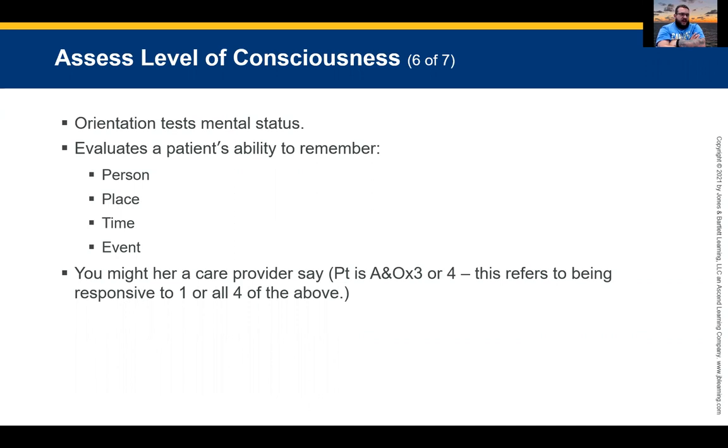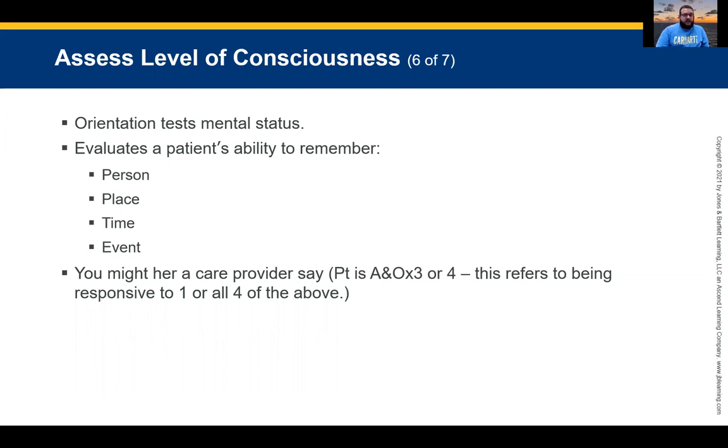Do you remember what happened prior to you waking up, and I'm sitting in your bedroom asking these weird questions? You might have a care provider say, patient is A and O times 3 or 4. This refers to being responsive to one or all 4 of the above. That's very important because it is checking if you're alert and oriented. So that's what A and O stands for: you are awake and oriented times 3, which means you may be alert to person, place, and time, but not the event.